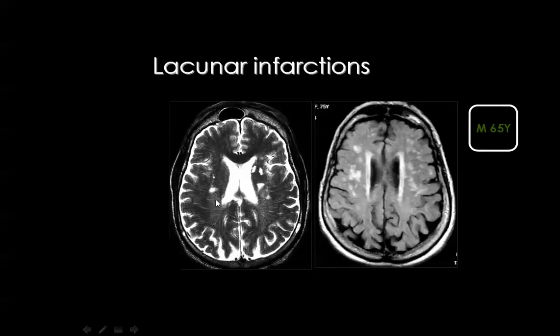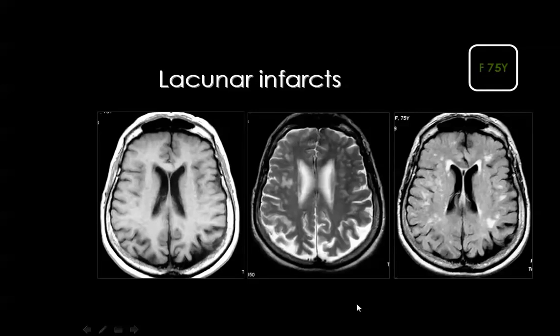The infarctions will appear black in the T1 and bright in the T2, and also bright in the FLAIR images. These are two different examples of lacunar infarctions around the ventricles, producing high signal foci in the T2 and in the FLAIR images. And this is another example of lacunar infarctions.